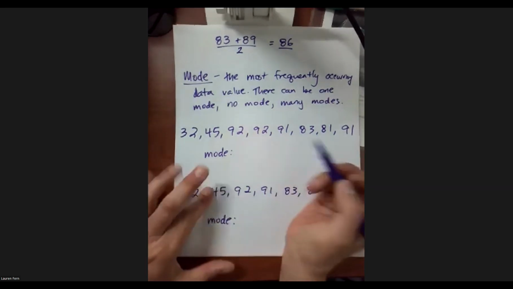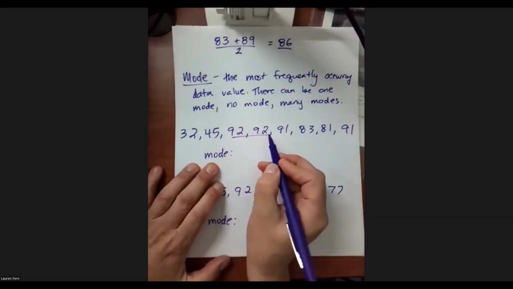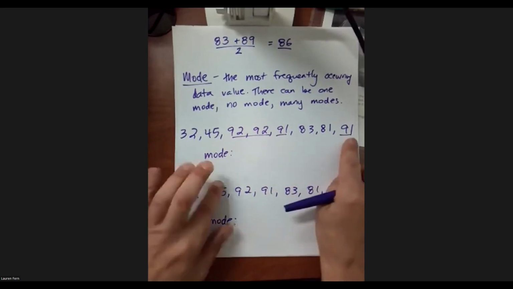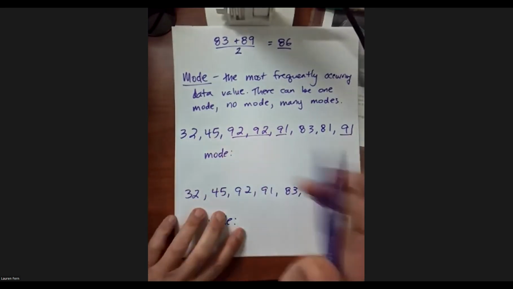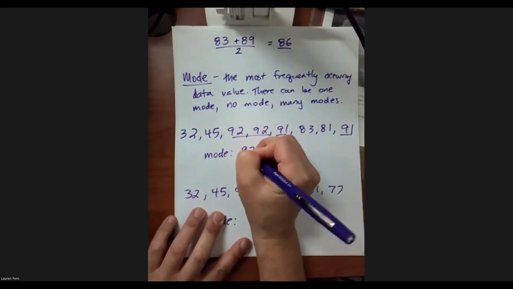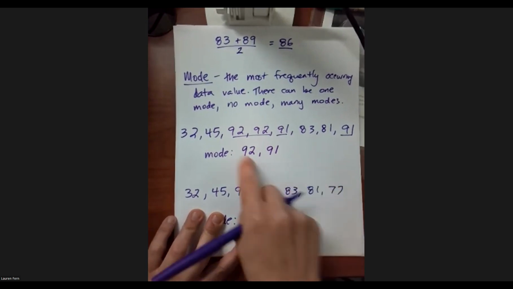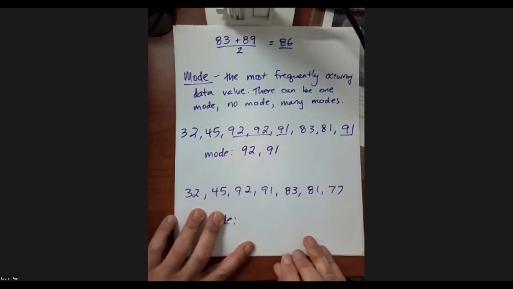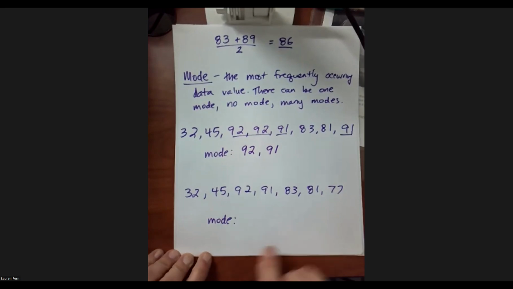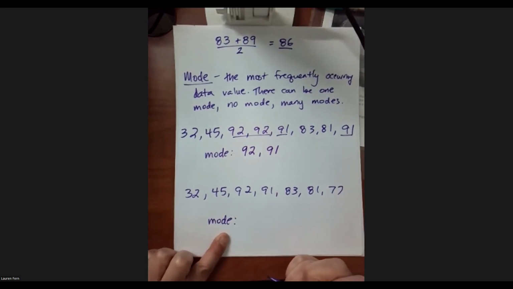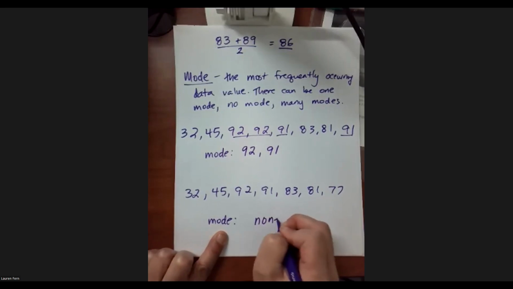You got it. We have two modes, right? 92 occurs once or twice, sorry, and 91 occurs twice. Everyone else occurs once. So we have two modes. The mode is not 2, it's the actual data values. How about in this bottom row? Do I have any modes here? Does anyone occur more frequently than anyone else? No, so there's none.